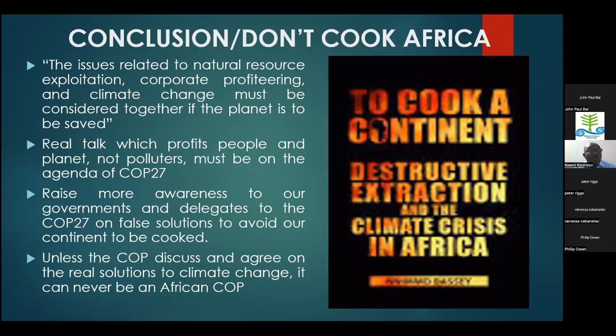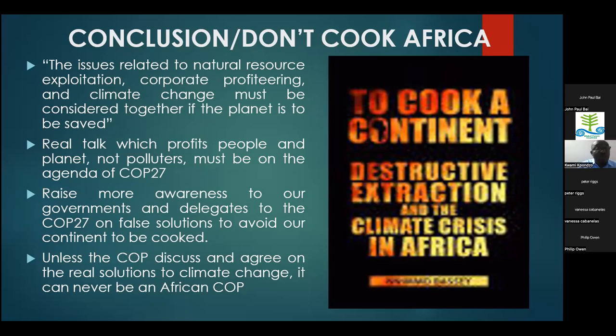We don't want Africa to be cooked. To avoid Africa being cooked, I think it's very important to take into consideration some other things. Here I'm presenting a book that Nnimmo Bassey wrote, To Cook a Continent. One of the key elements in it is that the issues of natural resource exploitation, corporate profiteering, and climate change must be considered together if the planet is to be saved, of course. But what we have been seeing in COP is that they are promoting those things.